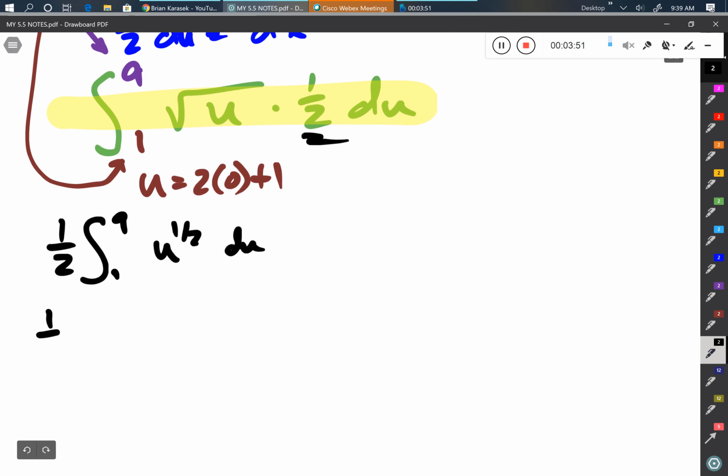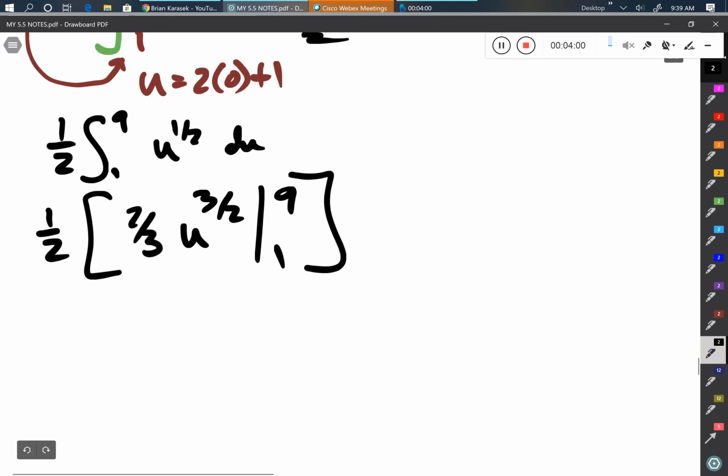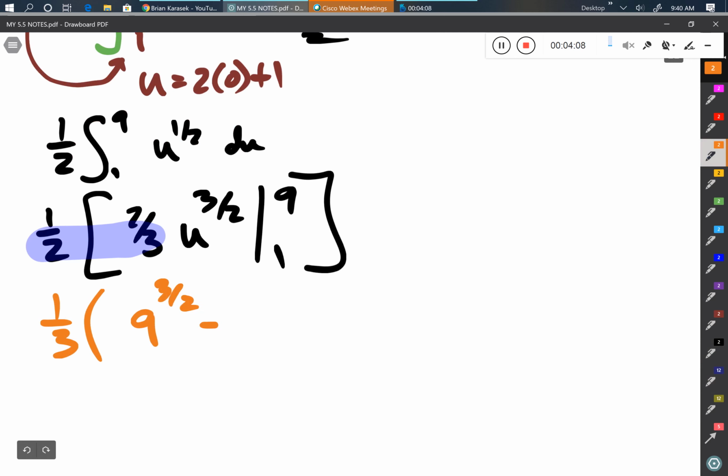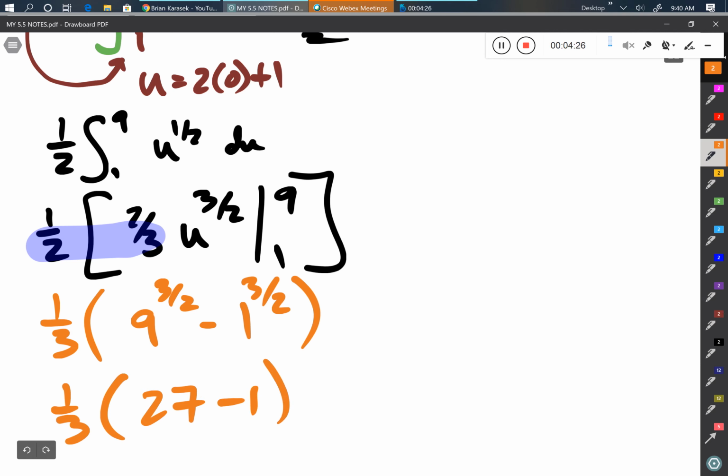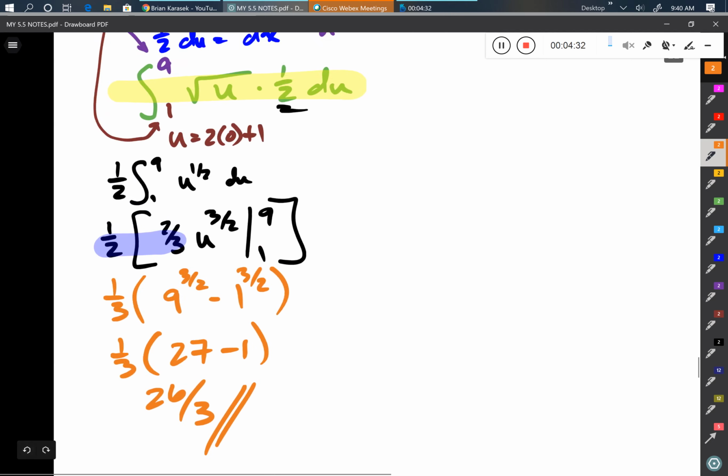Okay? That's going to give me 1/2 times 2/3 u to the 3/2 evaluated from 1 to 9. I'm going to take the 2/3 and the 1/2 and put those together, and that's going to give me 1/3 times 9 to the 3/2 minus 1 to the 3/2. 9 to the 3/2 is 27. The denominator of 2 is a square root. The square root of 9 is 3, and then 3 cubed is 3 times 3 times 3. 3 times 3 is 9, times 3 is 27, minus 1, and I get 26/3.